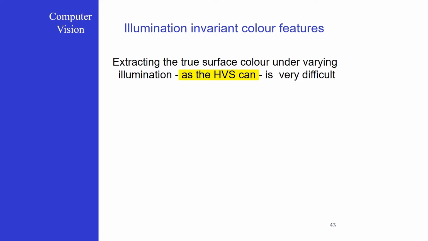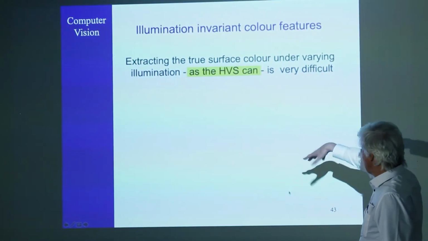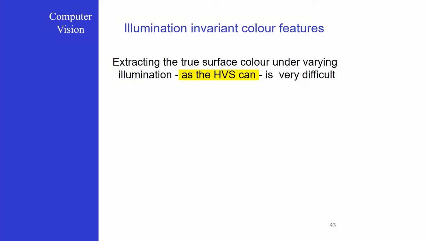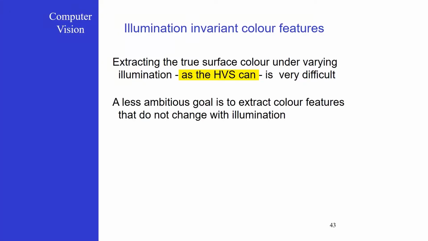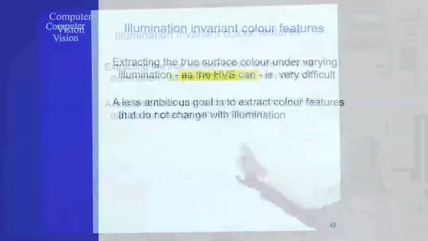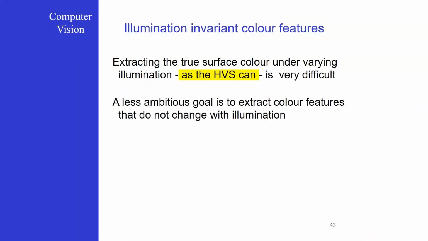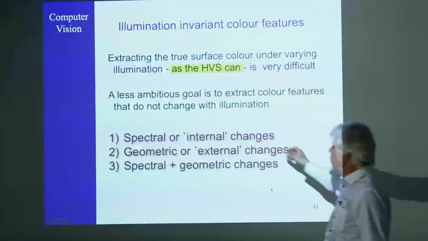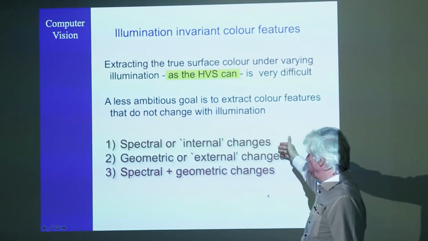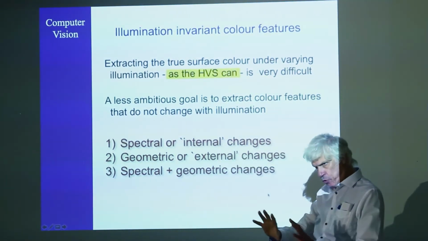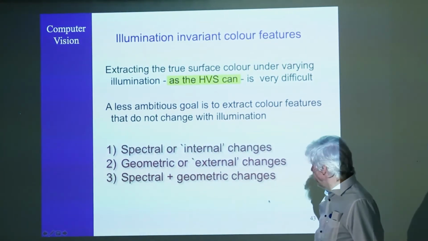So, extracting the true surface color under varying illumination, as the human visual system can, is very difficult. We can't really do it. So we go for a less ambitious goal, and we want to extract color features that do not change with the illumination. In fact, we will look at 3 cases. We will look at a change of color of the illuminant. We call that a spectral change here. So that's a spectral change of the illuminant.